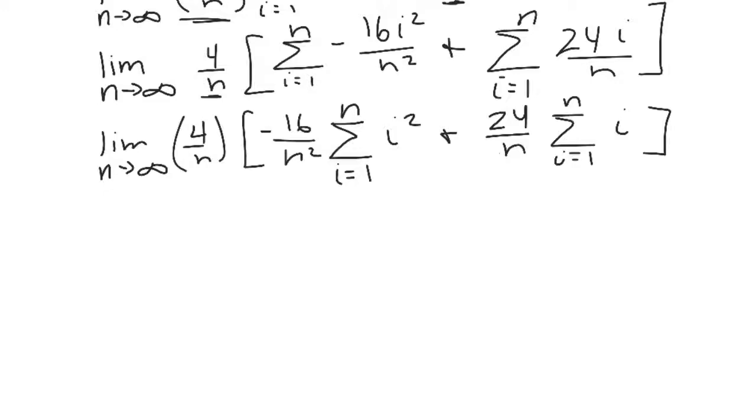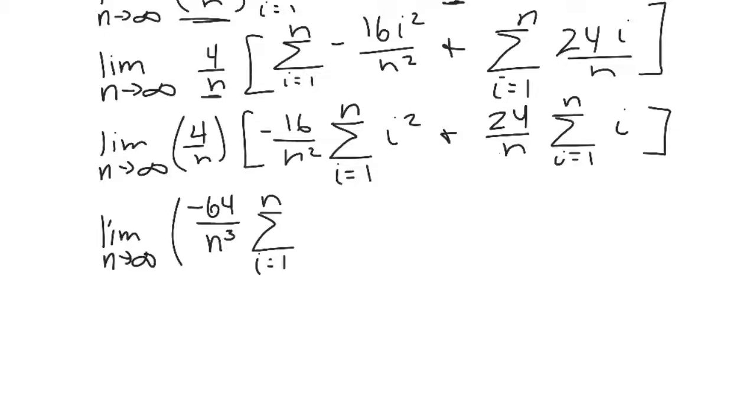Now, just to make things a little bit easier, I am going to distribute the 4 over n to both parts, which is going to leave me with the limit as n approaches infinity of negative 16 times 4 is negative 64 over n times n squared is n cubed, times the summation from i equals 1 to n of i squared, plus, and then 4 times 24 is 96 over n squared times the summation from i equals 1 to n of i.